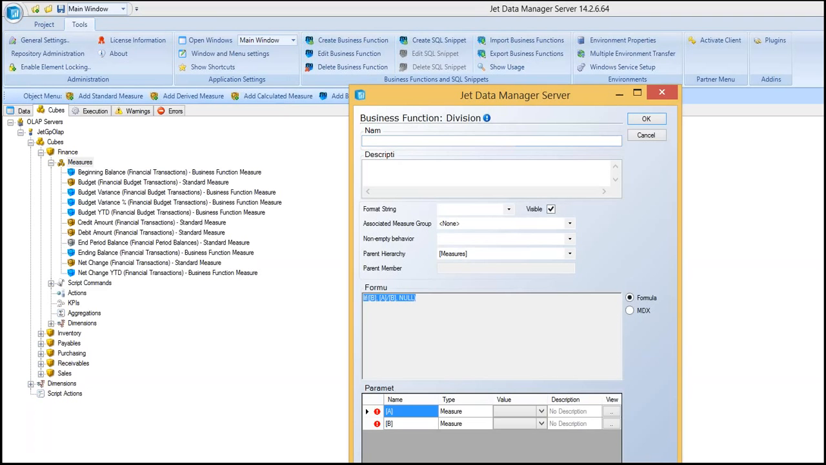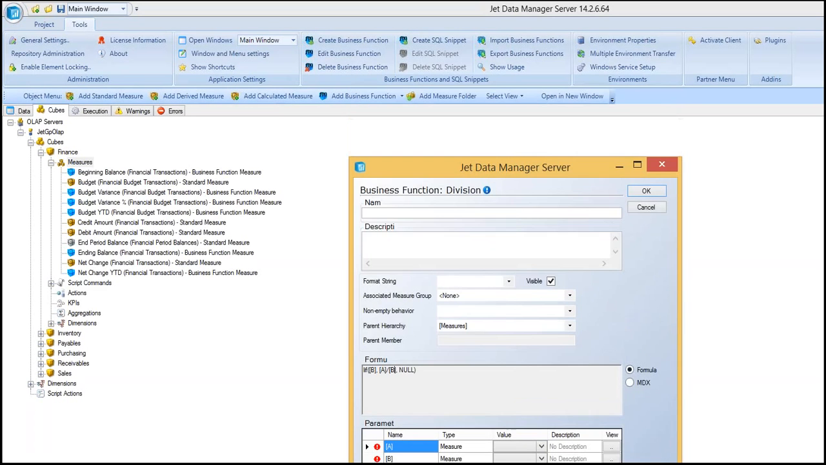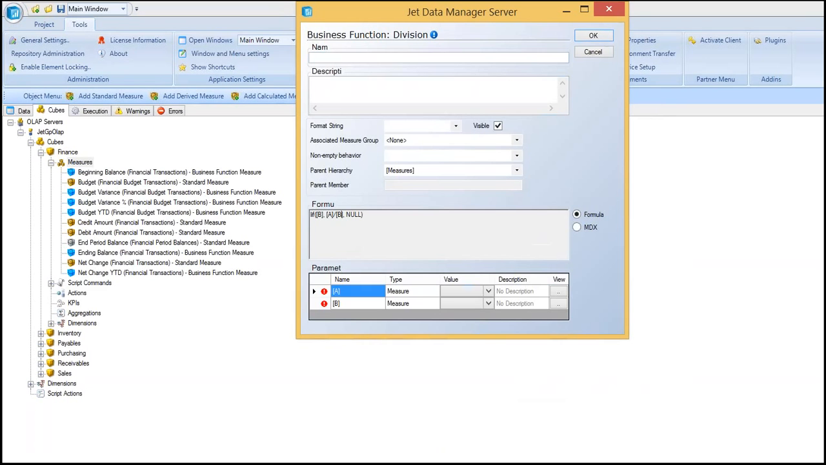you can see here we've got an if statement built into it. If b has a value, then give me a divided by b, else return null. It is parameterized insofar as I can go in and I can choose what I'm dividing by as predefined measures.